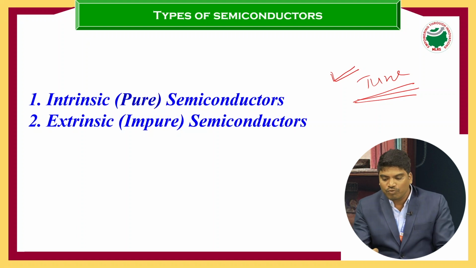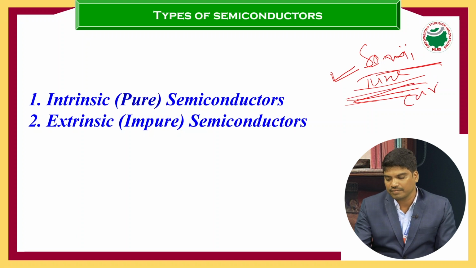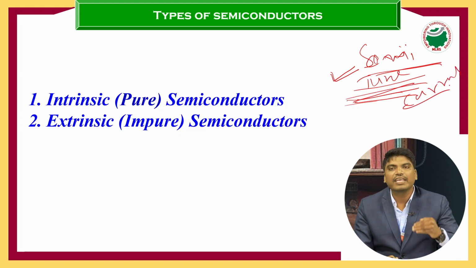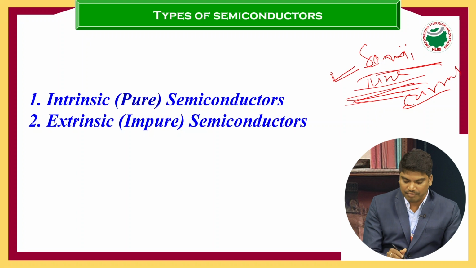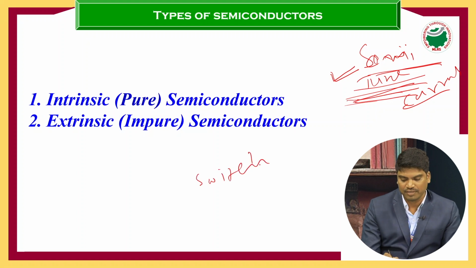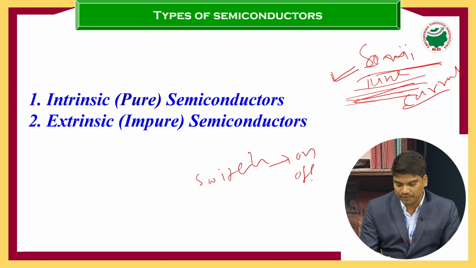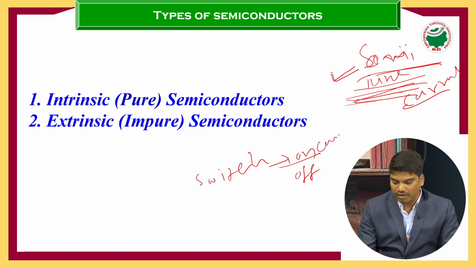In the semiconductor, we can tune or tolerate the current. That means if we increase it, it can act like a good conductor. If we decrease it, it can also act like an insulator. That means this semiconductor can act like a switch. Switch means on and off state. On state is nothing but the conductor state, and off state is nothing but the insulating state.